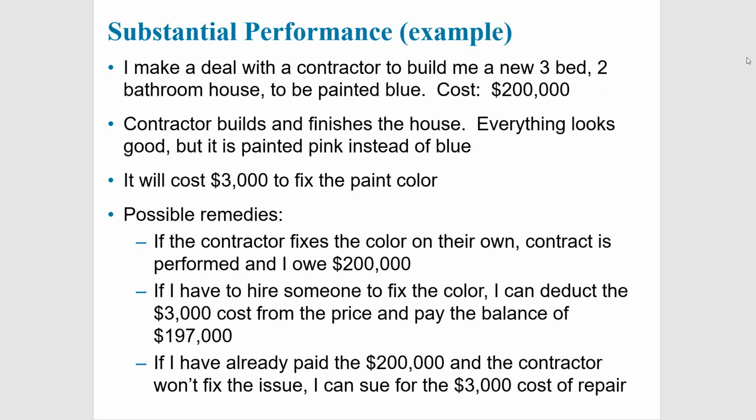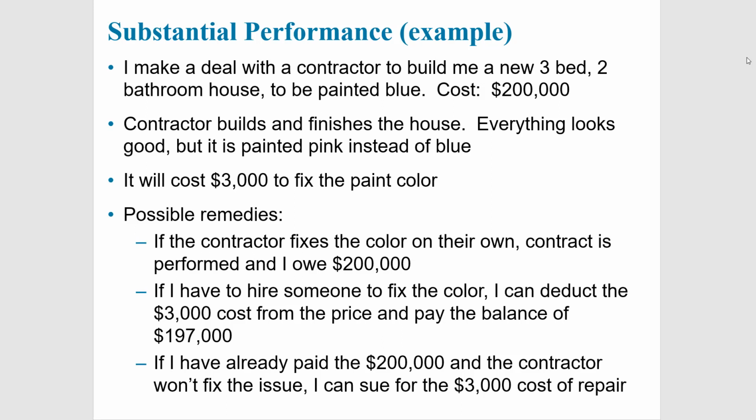As an example, I make a deal with a contractor to build me a new 3-bed, 2-bathroom house to be painted blue. Total cost being $200,000. The contractor builds the house, finishes it, everything looks great, but the only problem is that it's painted pink instead of blue. It will cost me $3,000 to fix the paint color. I have a few options here.